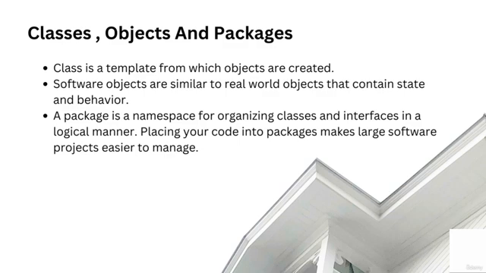Software objects also have state and behavior just like real world objects. For example, in the case of a car, the state is its current attributes like its make, model, year, while its behavior is the actions or operations it can perform like starting, accelerating, braking, etc. Packages help you organize your code so that it becomes easy to manage. Let's see an example now of packages, classes, and objects in the next video.